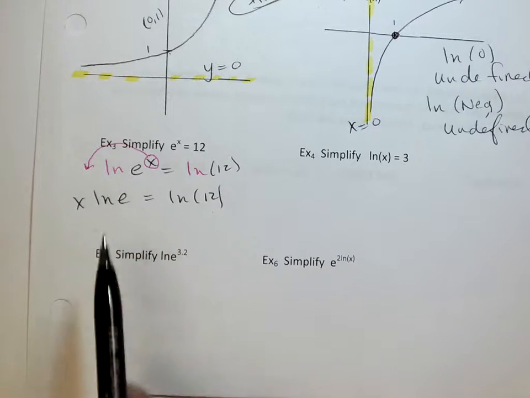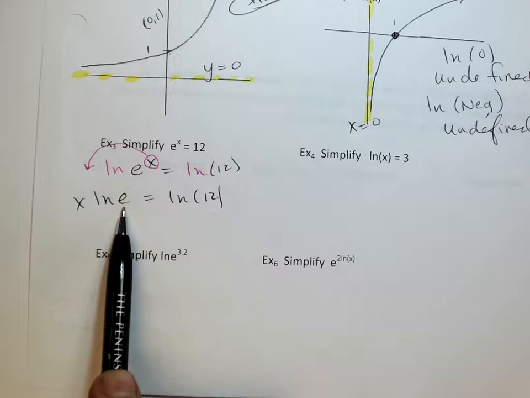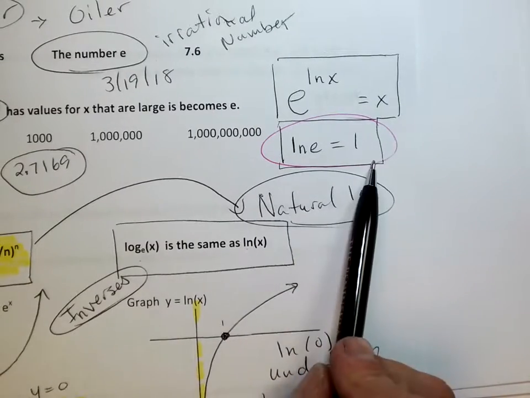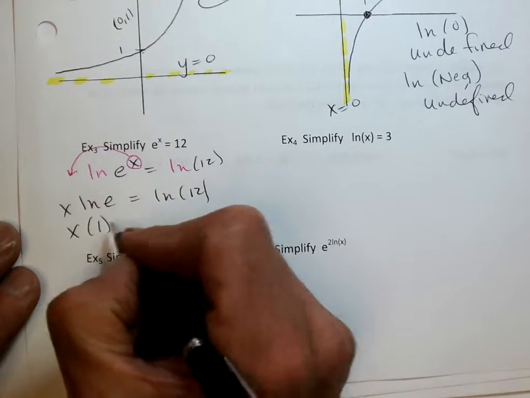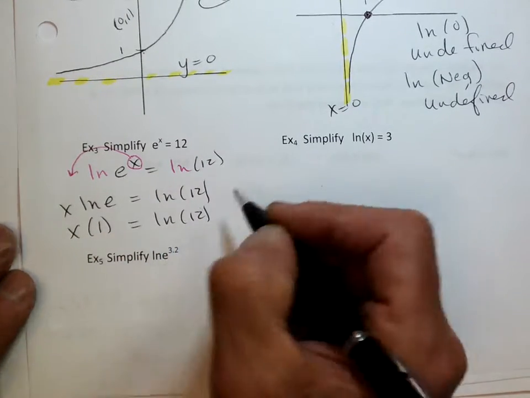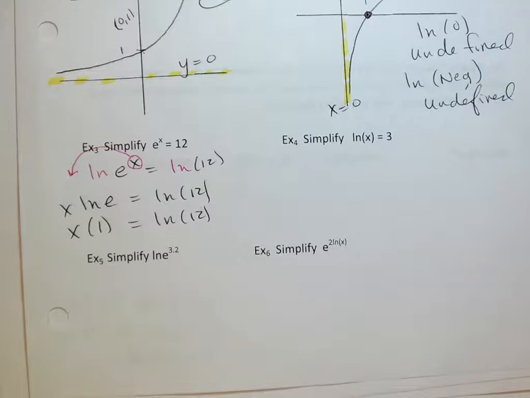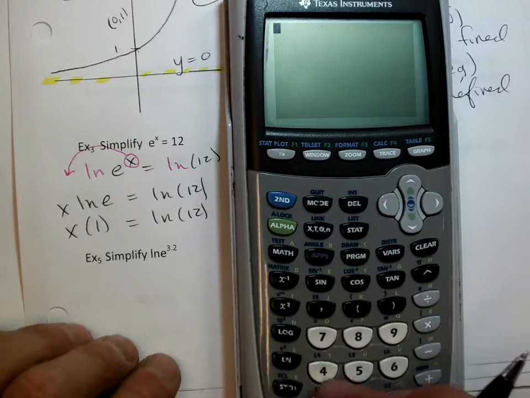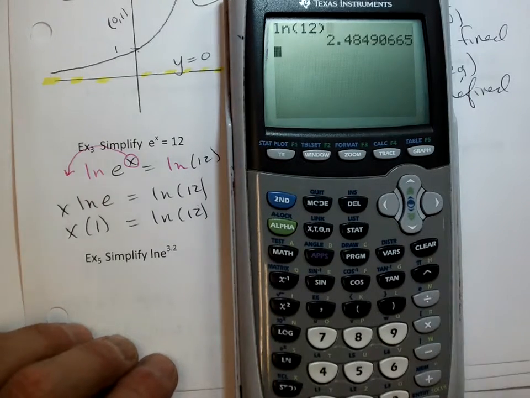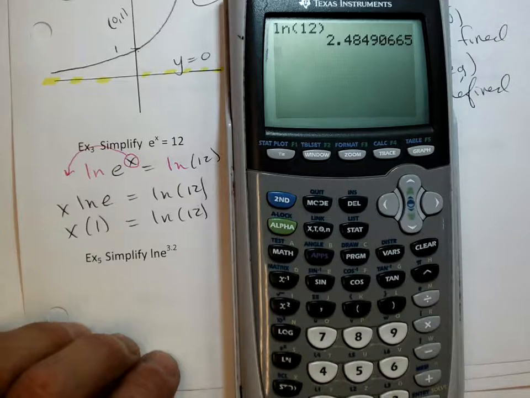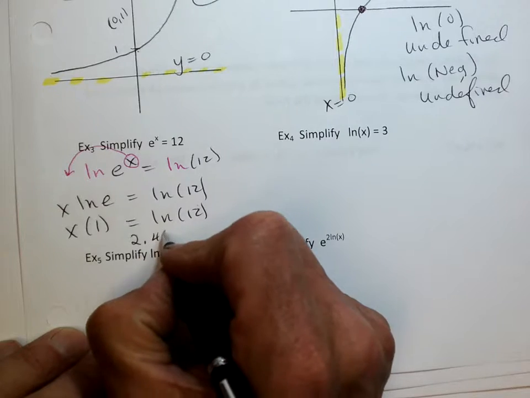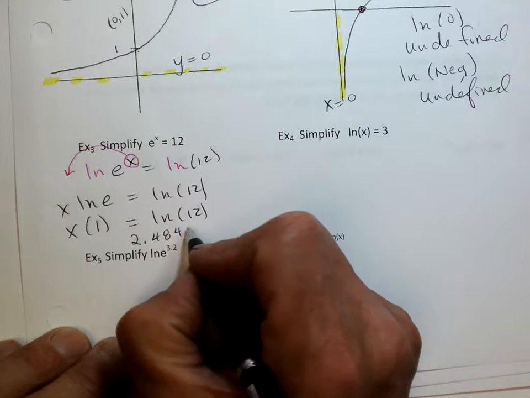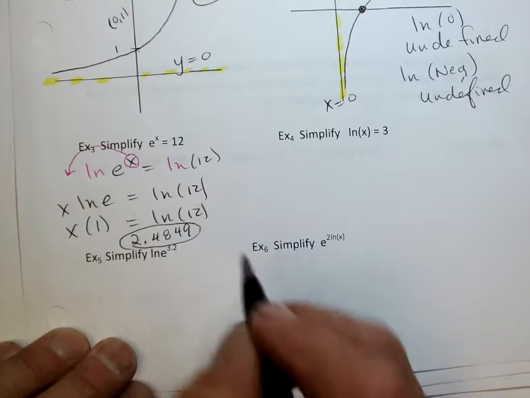Now one definition is this. The natural log of e is always 1. So I'm going to have x times 1 equals the natural log of 12. And then what is the natural log of 12? I'll let the calculator do it. I go ln of 12, and I get finally my answer, about 2.4849. Does that seem pretty easy?